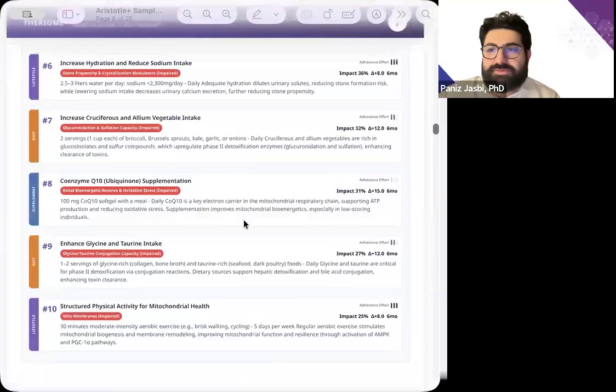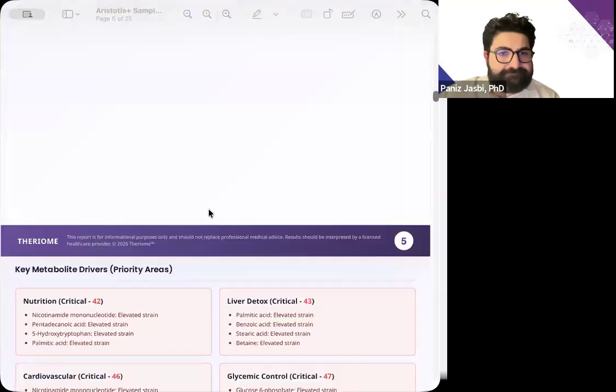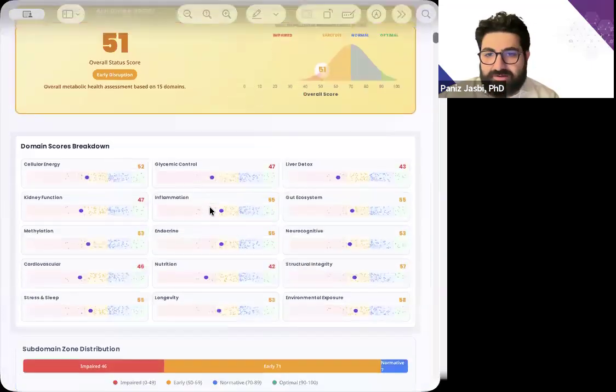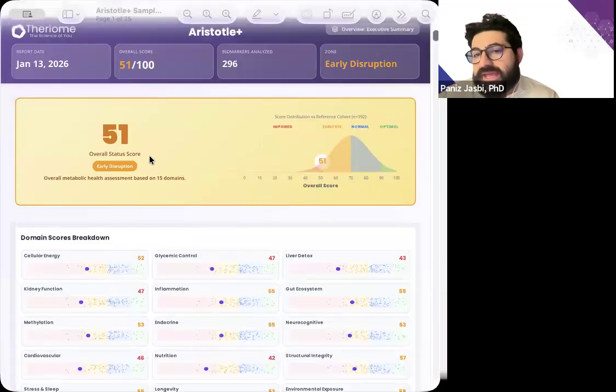So let's start with page 1. That's going to be up here. Okay. Start with page 1 and the overall status score. In this sample report, the overall score is 51 out of 100 and falls in the early disruption zone.